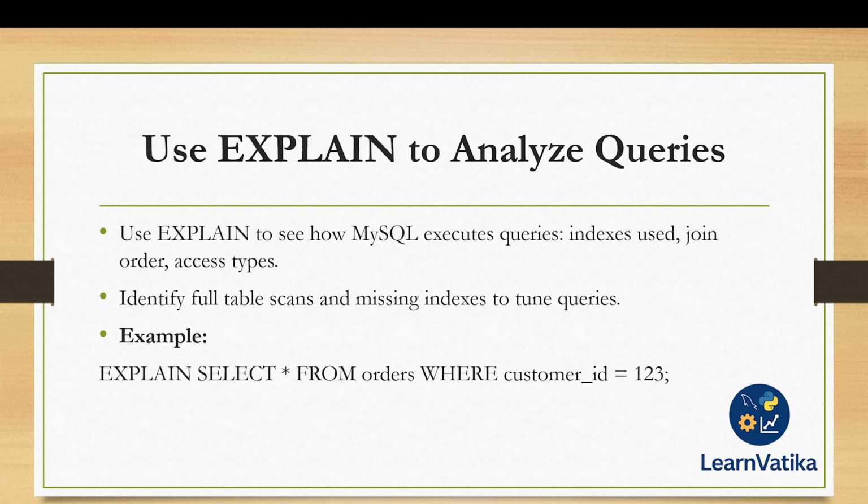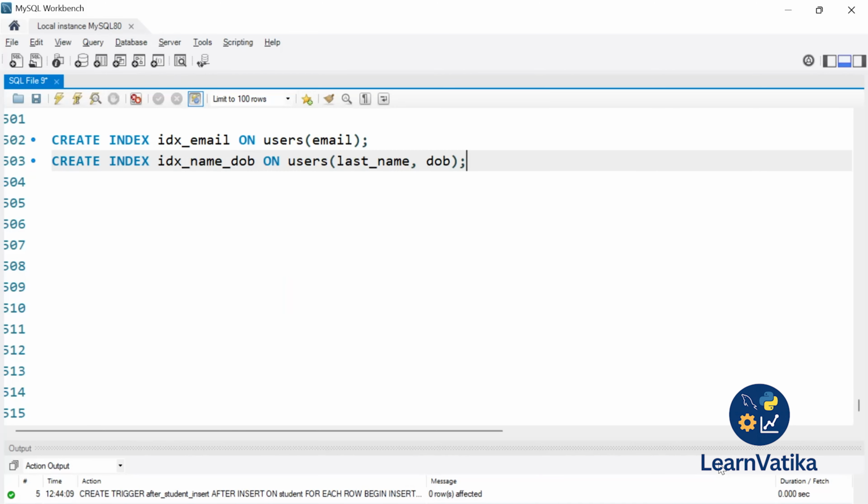Then we need to use explain to analyze queries. So how can we do that? We need to use the explain statement before our query, to see how MySQL executed it, which indices are used, join order, and access types. Okay. Read the output to identify full table scans or missing indices. So we will see how can we use the explain.